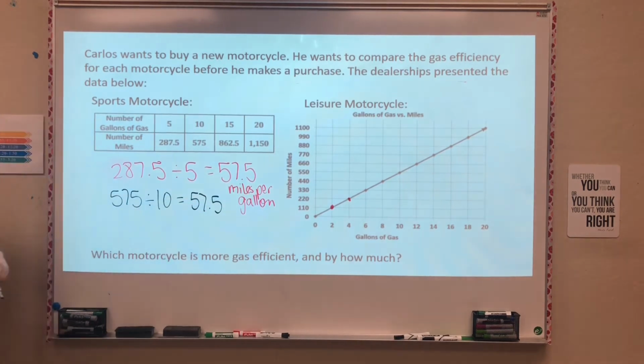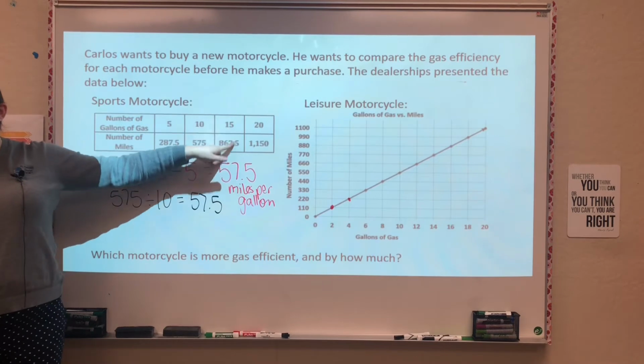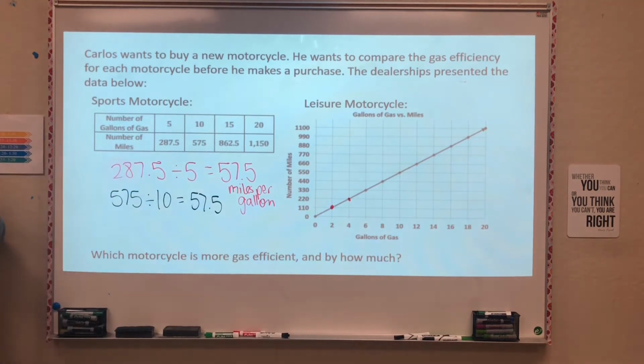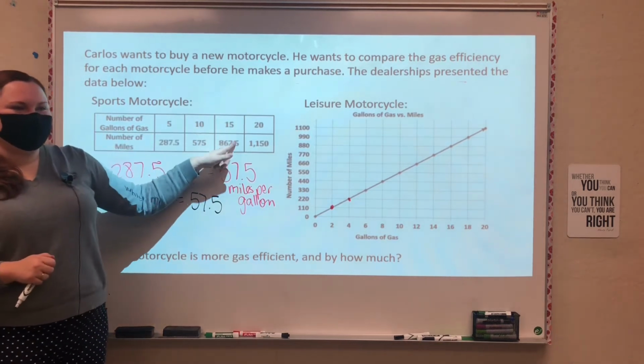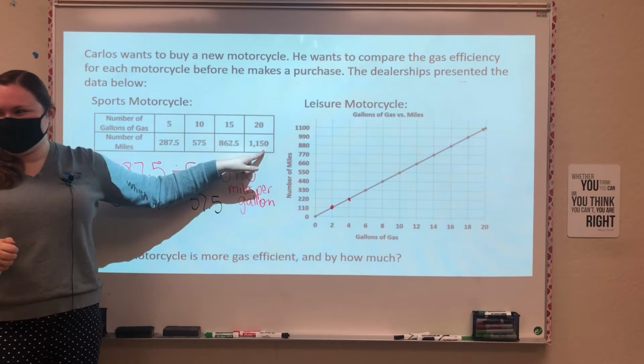What do you notice? It's still the same amount, no matter how high you go. If I divide these, what are we expecting to get? The same thing. If I divide these, we get the same.